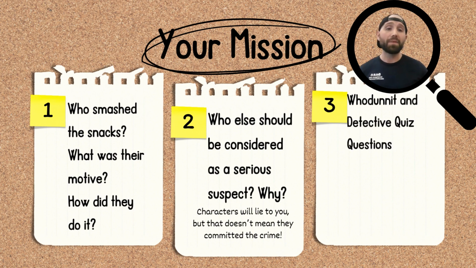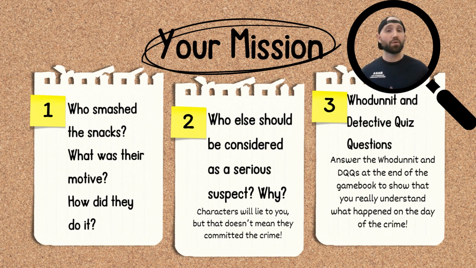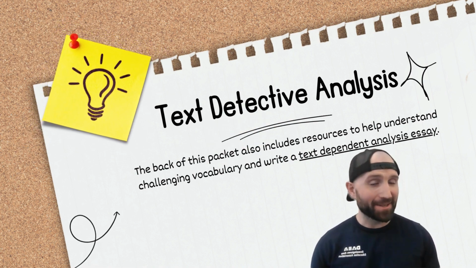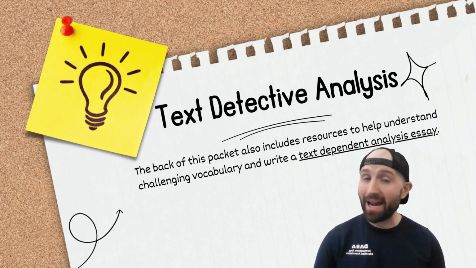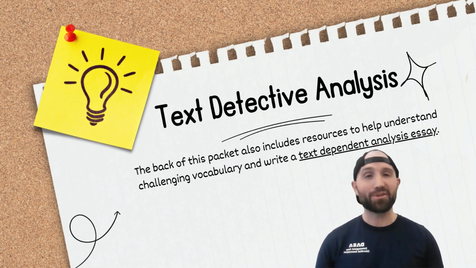Third, you're going to work on the whodunit page and the detective quiz questions at the end of the packet. The whodunit page focuses on who you think the culprit is, the person that committed the crime, and the detective quiz questions are just little questions to make sure that you didn't miss anything throughout the mystery. Also, since you're doing all this text-dependent analysis, there's a guide in the back of this packet to help you write a text-dependent analysis essay based off of this mystery.